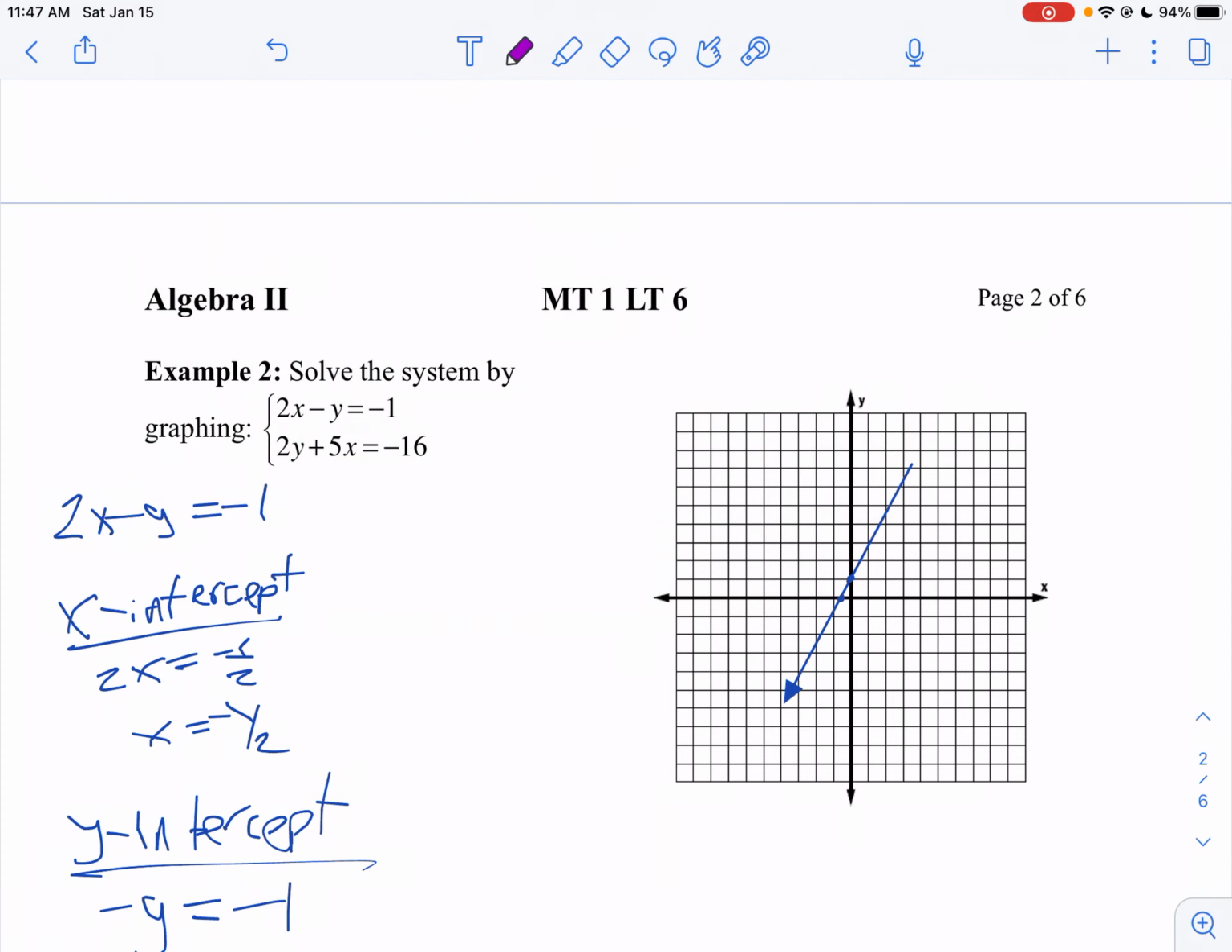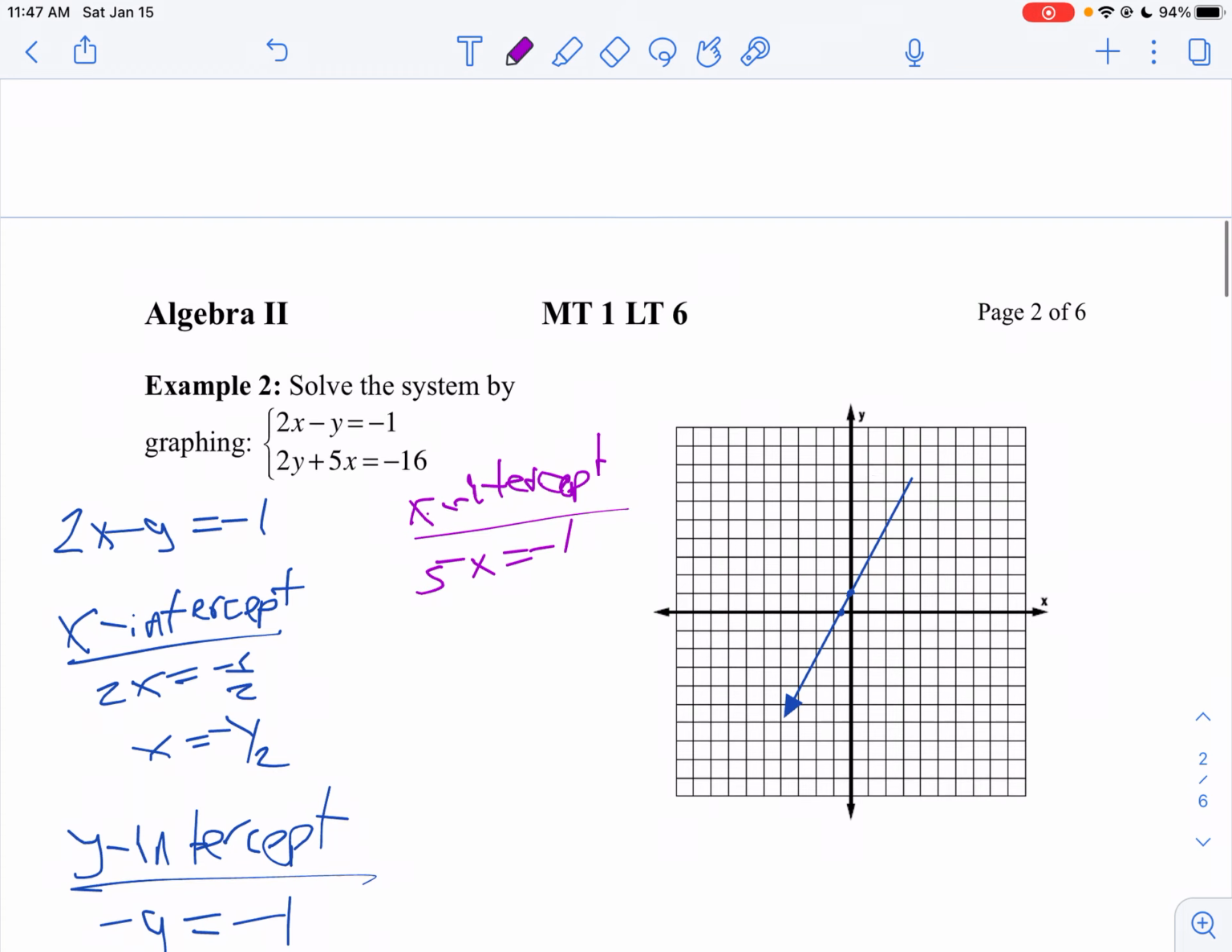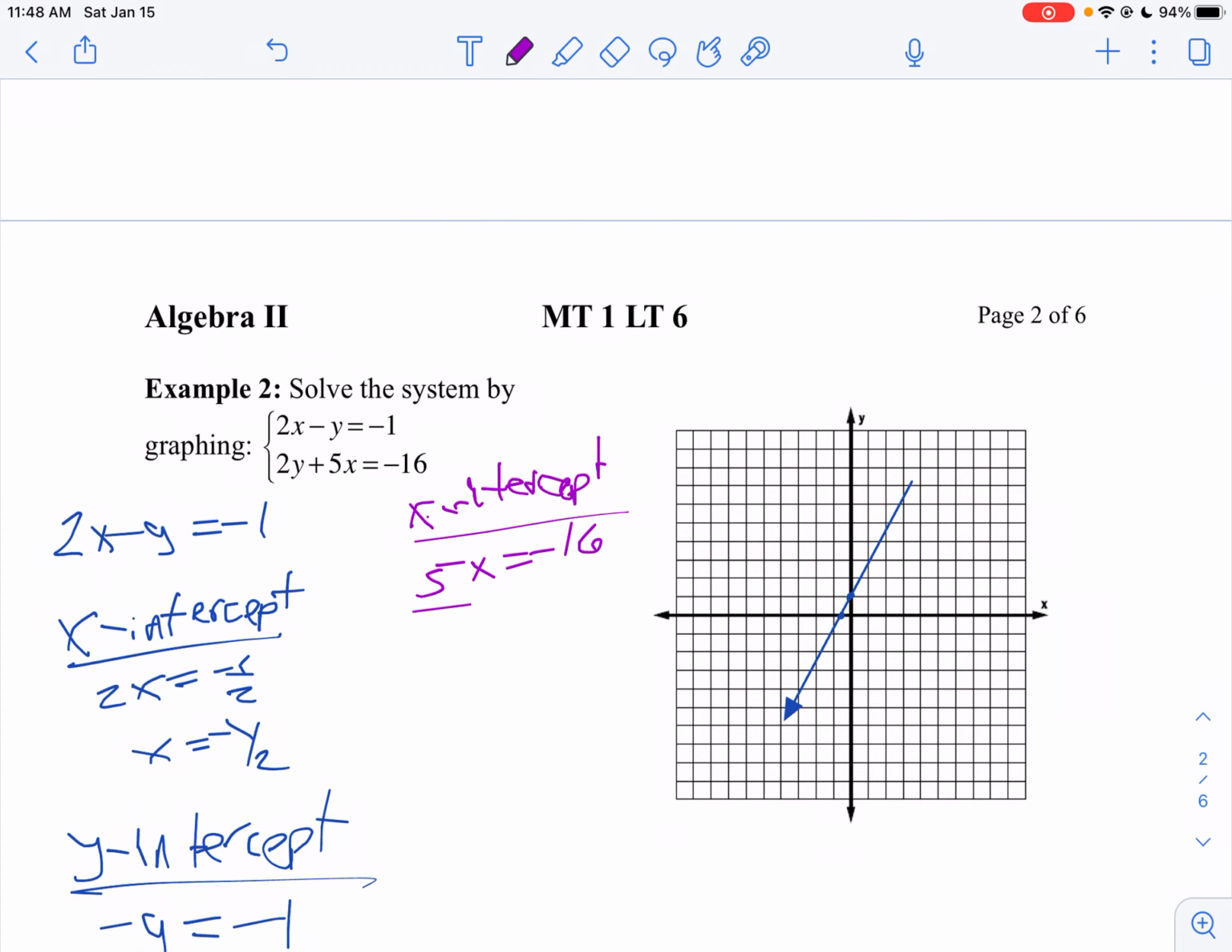So first I'll start with my second equation, and I'll find the x-intercept. Remember, the x-intercept is when y is 0. So 5x equals -16. So divide both sides by 5. And x would be -16 divided by 5.